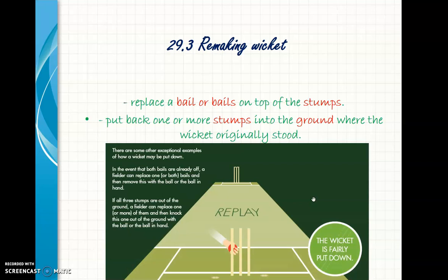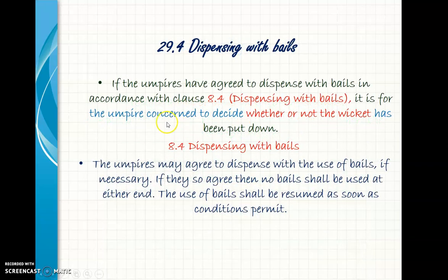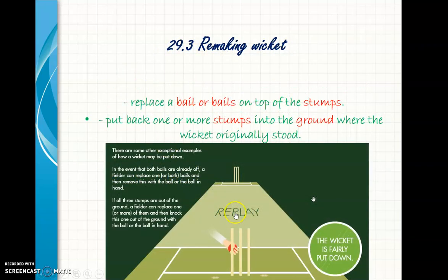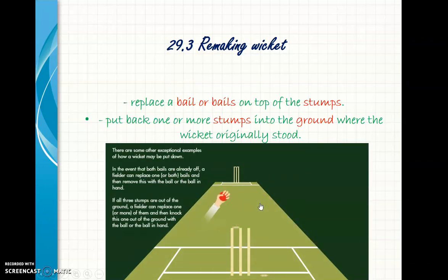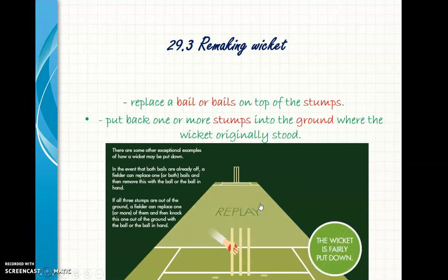Now let's see how it has been depicted in this picture. In the event that both bails are already off, a fielder can replace one or both bails and then remove them again with the ball or the ball in hand, or he can put back a stump which has been uprooted and put it down again, in order to consider the wicket to be down. Here in this picture we can see how it is depicted. The fielder is replacing the bails and putting them down again, which is fair enough to consider the wicket fairly put down.